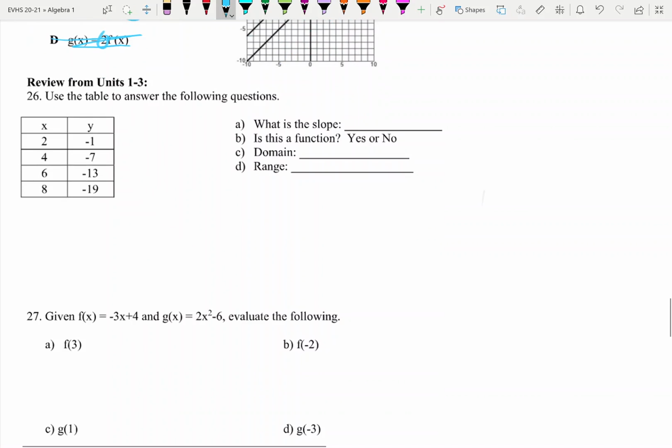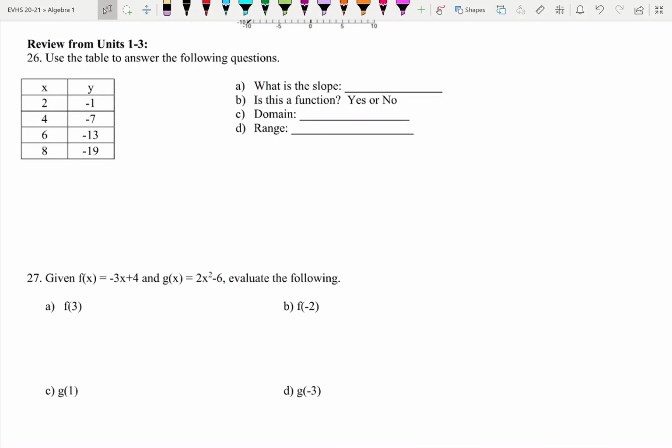Now 26 through the end are going to be reviewed from units 1 through 3. So let's go ahead and practice our slope here. Remember, our slope is going to be delta y over delta x, or change in y divided by change in x. So my change in y is how much I go from one to the next. To get from -1 to -7, that is a -6. Delta x is over here. To get from 2 to 4, I add 2. So my slope, delta y over delta x, m equals -6 divided by 2, which simplifies down to -3 over 1.